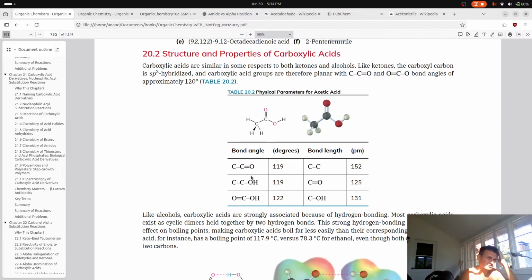Carboxylic acids are similar in some respects to both ketones and alcohols. Like ketones, the carboxyl carbon is sp2 hybridized, and the carboxylic acid groups are therefore planar.